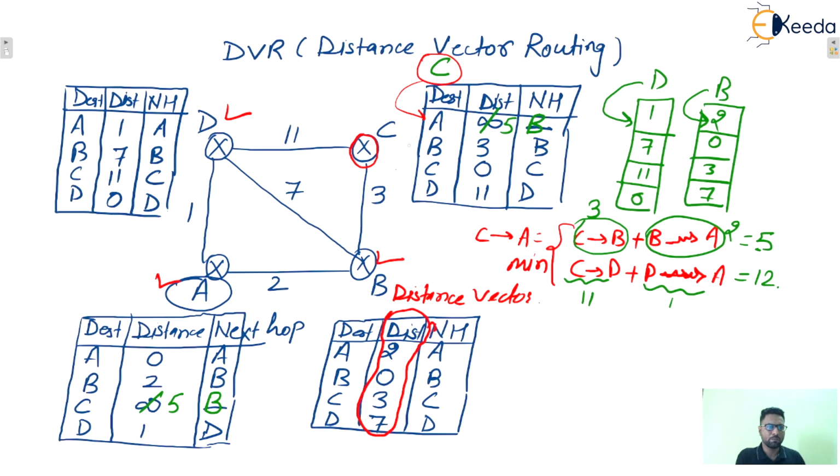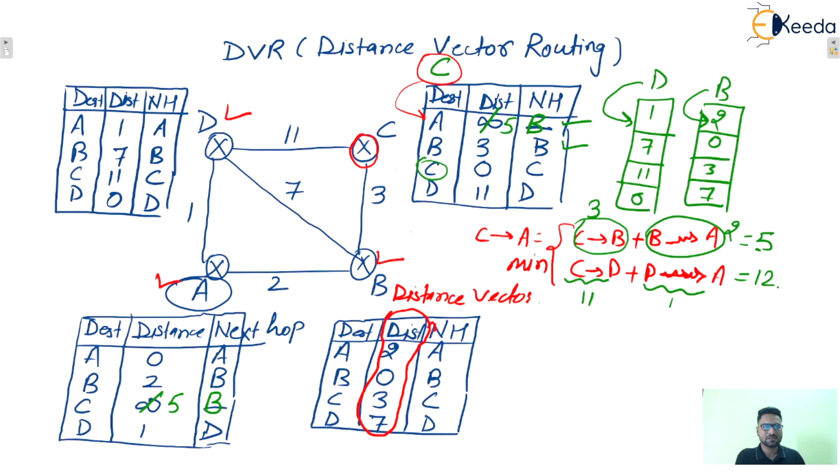Similarly, C to B. We can go from C to B directly, or C to D, then D to B, isn't it? So here we can calculate in the same manner. C to B distance will be 3, and then B to B will be 0, so that will be 3 only. If we go via D, then C to D is 11, plus D to B, that is 7, so 18. So the minimum will be 3 only, and that will be used.